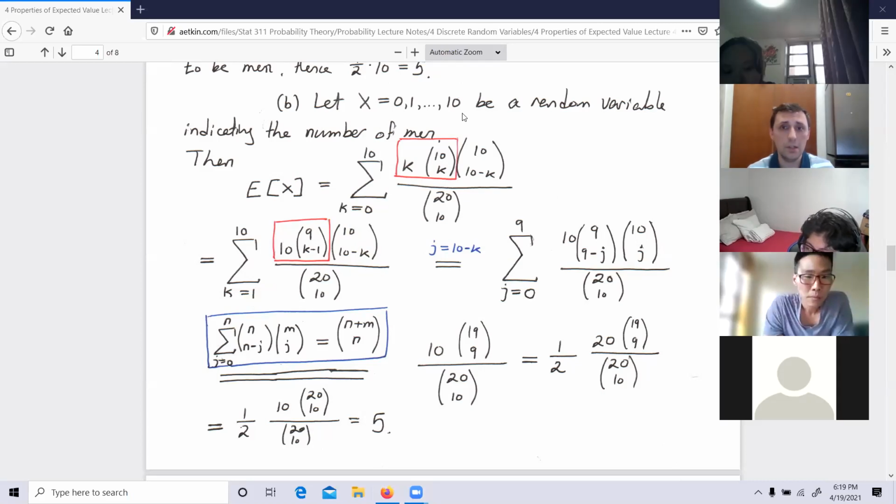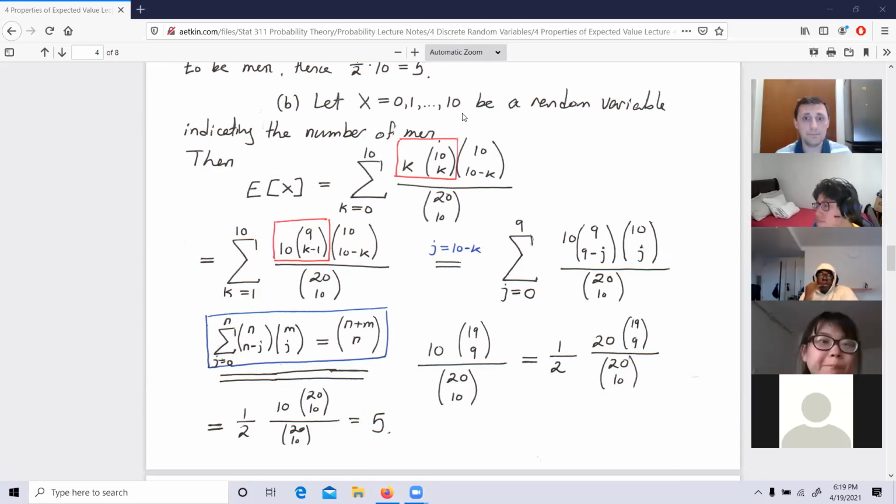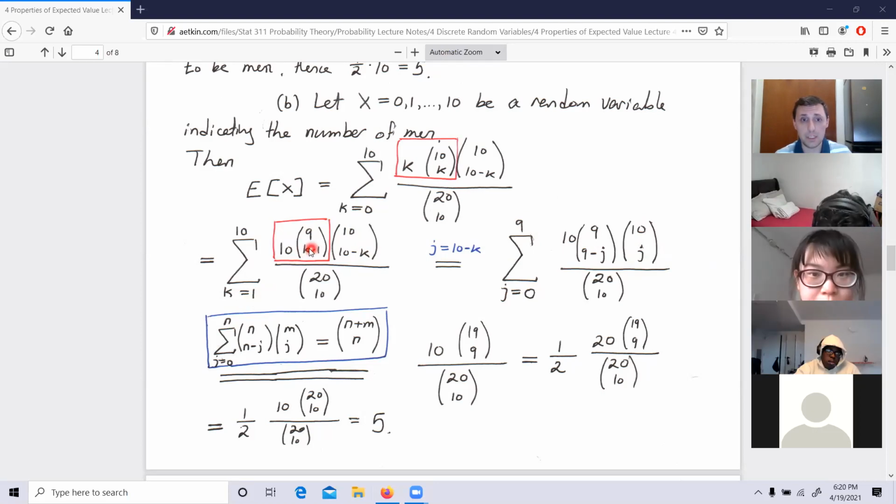Right? I'm just relabeling. So this is what? So this is 10 choose j. Now j is updated as the sum from 0 to 9. Now what is this thing here? This is 9, and this is then 9 minus j.